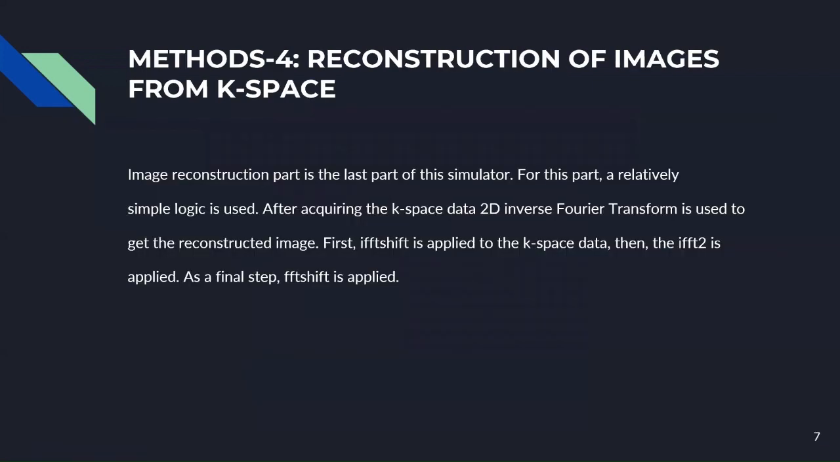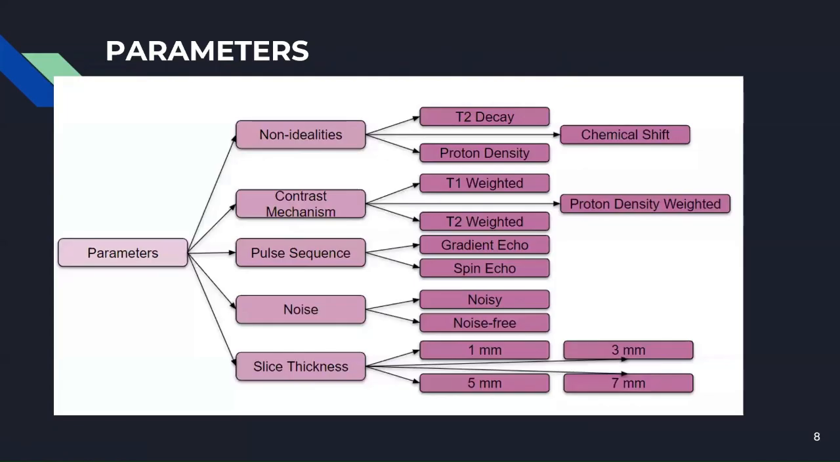After acquiring the case-based data, 2D inverse Fourier transform is used to get the reconstructed image. To do this, a 2D centered inverse Fourier transform algorithm was used. In the scope of the project, the simulator has the following parameters to perform a realistic simulation in a MATLAB environment. There are two pulse sequences, the gradient echo and the spin echo.